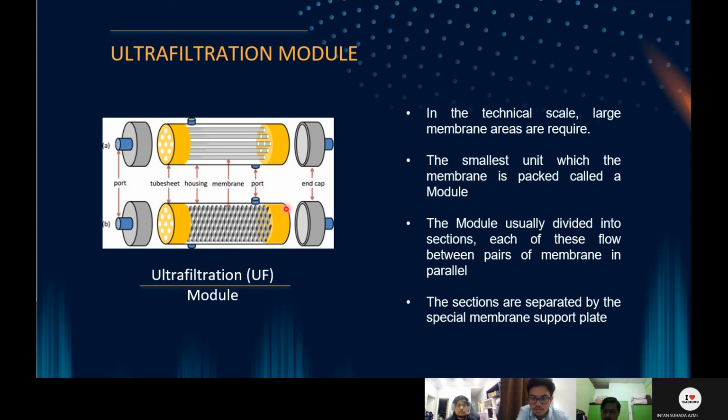The module is usually divided into sections, which are the flow between pairs of membranes in parallel. The sections are separated by the special membrane support plate. So this is the support plate. On the support plate, one hole is closed with a stop disc to reverse the direction of flow, resulting in parallel flow between permeate and retentate. As you can see, if we close this one hole, the flow inside will be in parallel. So that's all for the module.